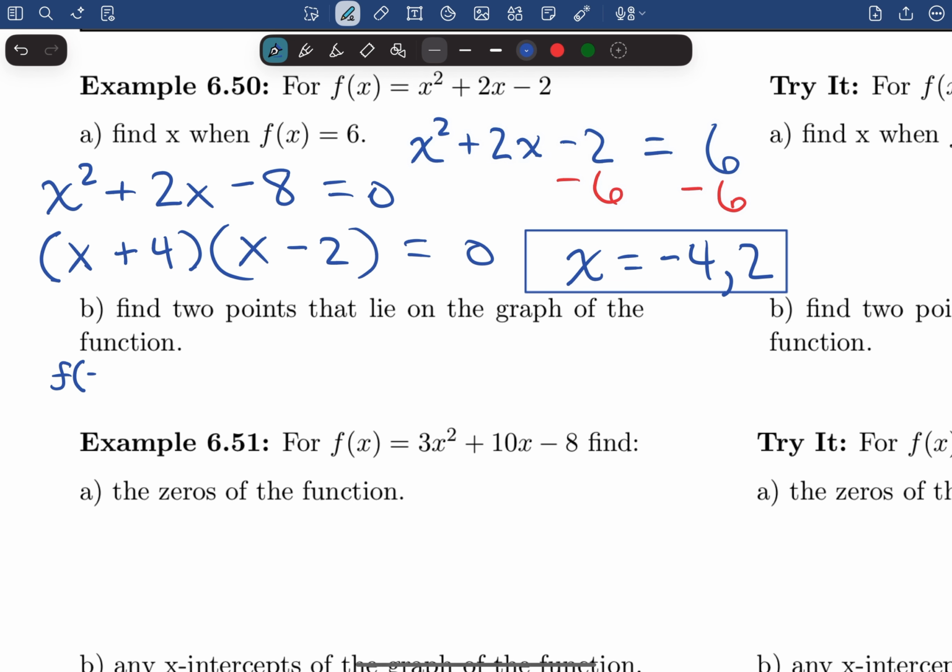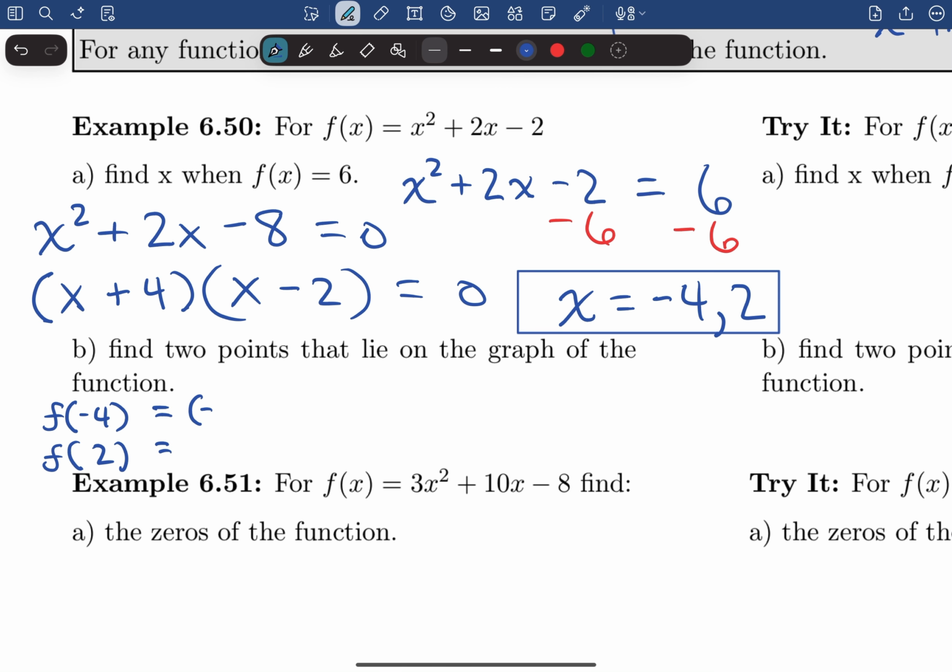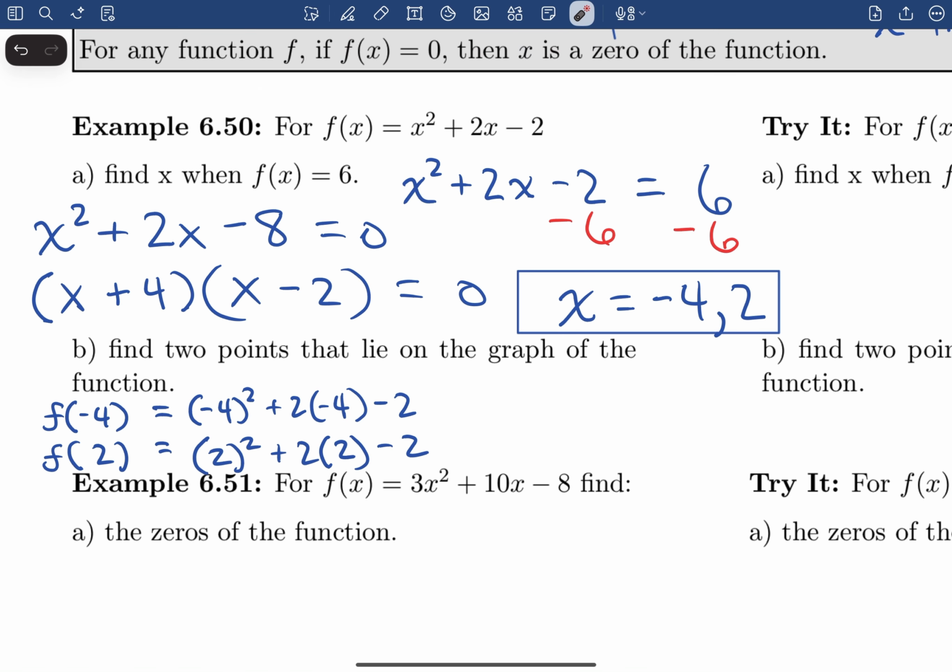I'm going to take the original function and I'm going to input 2 and negative 4 into the function, right? And so I get negative 4 squared plus 2 times negative 4 minus 2. And then I get 2 squared plus 2 times 2 minus 2. What have I just done? I've taken this defined function right here, and I've input negative 4 for x there and there. And then I'm taking the x value of 2, and I'm replacing these x's with 2 right there and there.